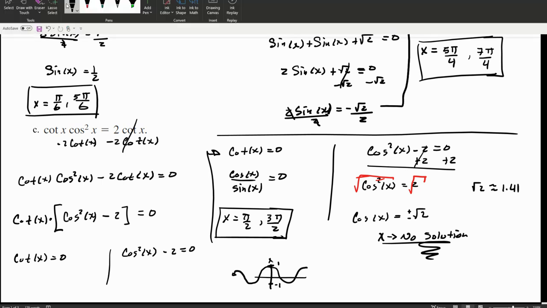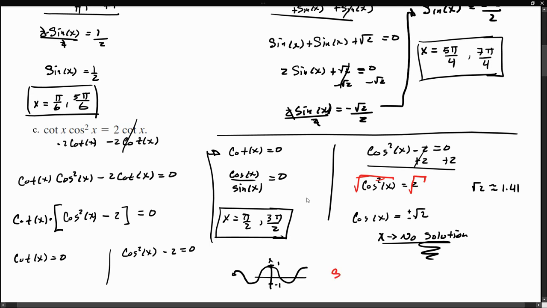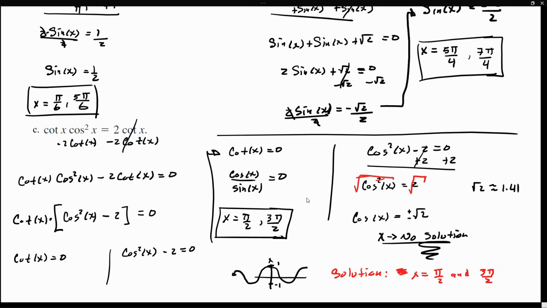So what's my conclusion? My only solutions are just the ones that I got from cotangent. Because I know two solutions from here, and the second half didn't give me any solutions. So if I take all solutions into consideration, my only possible solutions are just pi over 2 and 3 pi over 2.